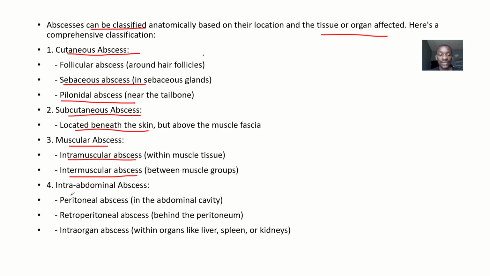Then we have the intra-abdominal abscess. For example, the peritoneal abscess is in the abdominal cavity. We have the retroperitoneal abscess, which is behind the peritoneum. Then we have the intra-organ abscess, which is an abscess within organs like the liver, spleen, kidneys, and the rest.